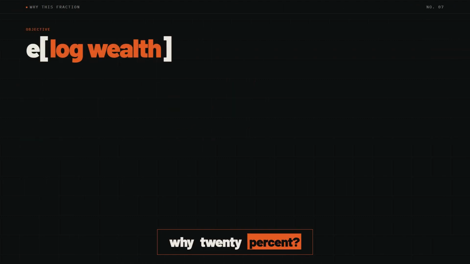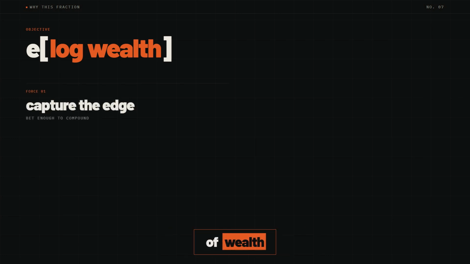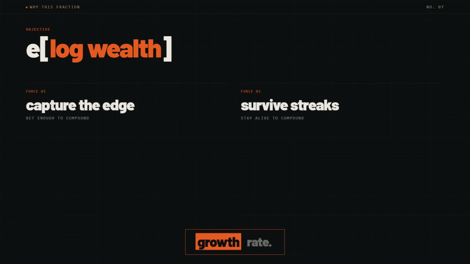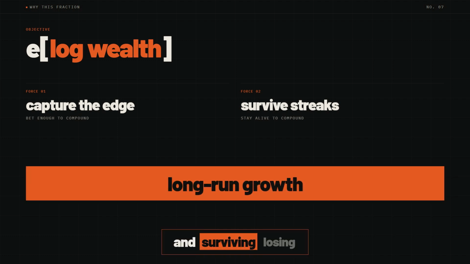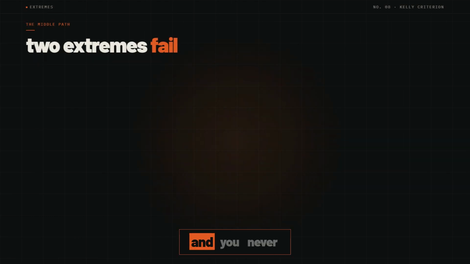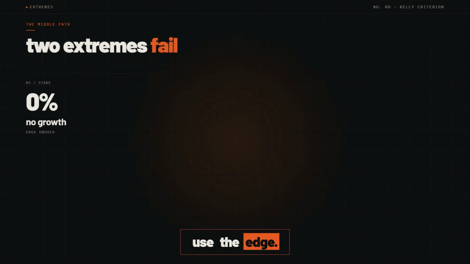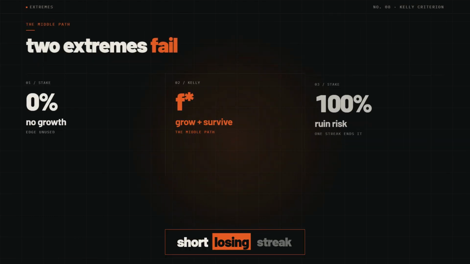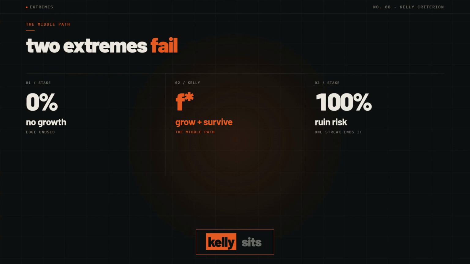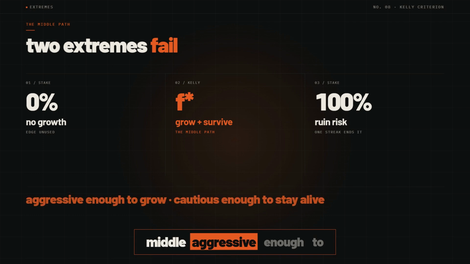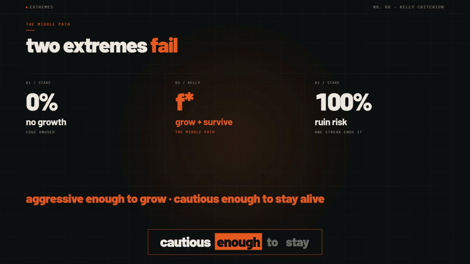Why 20%? Because Kelly maximizes the expected log of wealth, the long-run compound growth rate. It balances two forces: capturing the edge, and surviving losing streaks so compounding can continue. Bet zero, and you never use the edge. Bet everything, and a short losing streak ends the game. Kelly sits in the middle, aggressive enough to grow, cautious enough to stay alive.